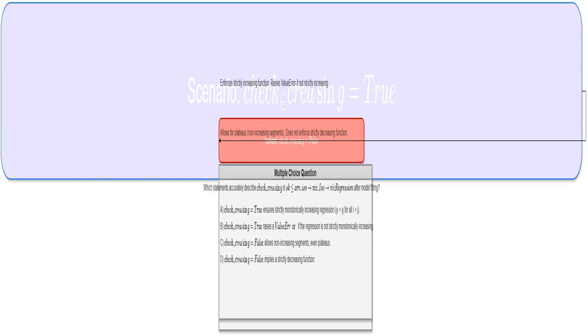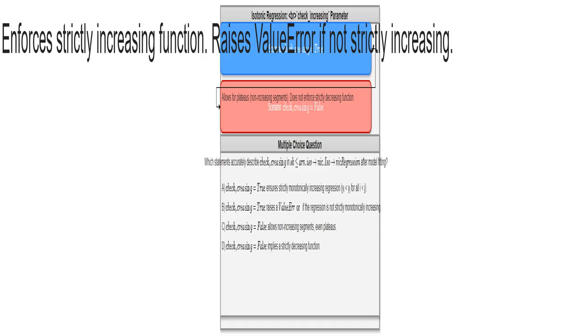Now, I'm setting `check_increasing` to `false`. This lets the model have plateaus, or flat spots, in its output. The curve is allowed to increase, stay flat, and increase again without causing an error. It still can't decrease, though. Think of it as relaxing the strict rule. It can go up, or stay level, but not down. With `check_increasing` equals `false`, the fitted isotonic regression function is not forced to be strictly increasing. It can contain segments where the output stays constant. These are the plateaus. The key here is that it only allows non-decreasing functions.